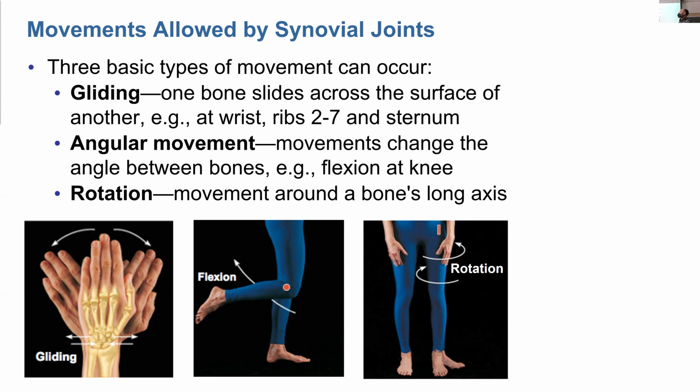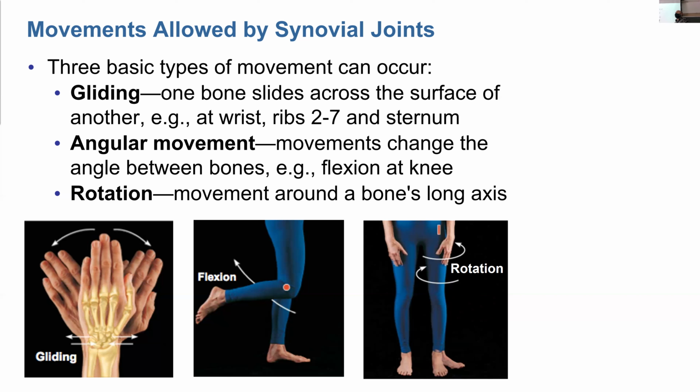We then have angular movement, which is when the angle between two bones changes. It's just what it sounds like. A great example is bending at the knee, or bending at the elbow, right? You can think of putting a protractor there, and you can change the angle between the antebrachium, the ulna and the radius, and the humerus. That's angular movement. And then we have rotation.